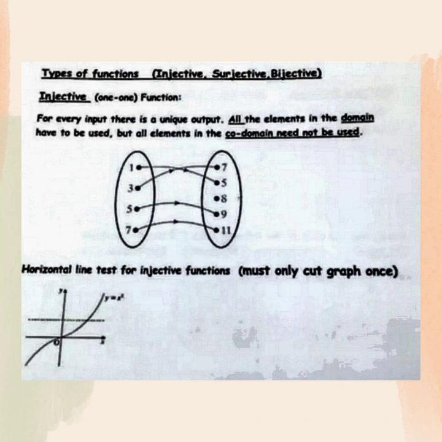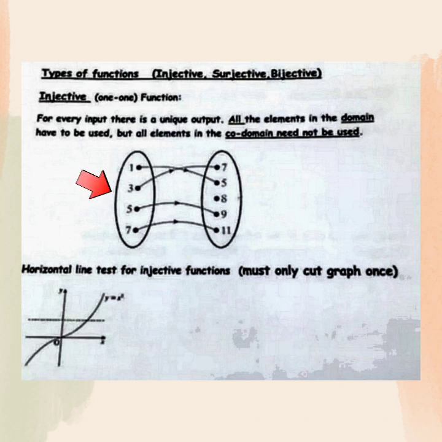So, the first I'm going to deal with is the injective function, also known as a one-to-one function. Why so? Because for every one input, there's only one output. So for every input, there's a unique output. That is very important because all the elements in the domain have been used.